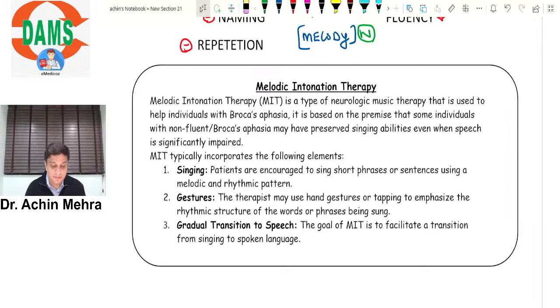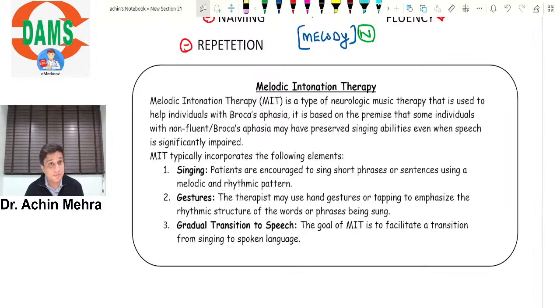This intonation therapy is particularly helpful in people with non-fluent or Broca's aphasia. So what happens in melodic intonation therapy is that a speech therapist is assigned to the patient and encourages the patient to sing short phrases and sentences using a melodic or rhythmic pattern. Like if I ask my patient, tell me your name, he'll understand that. But as far as naming, word formation, that's totally gone.